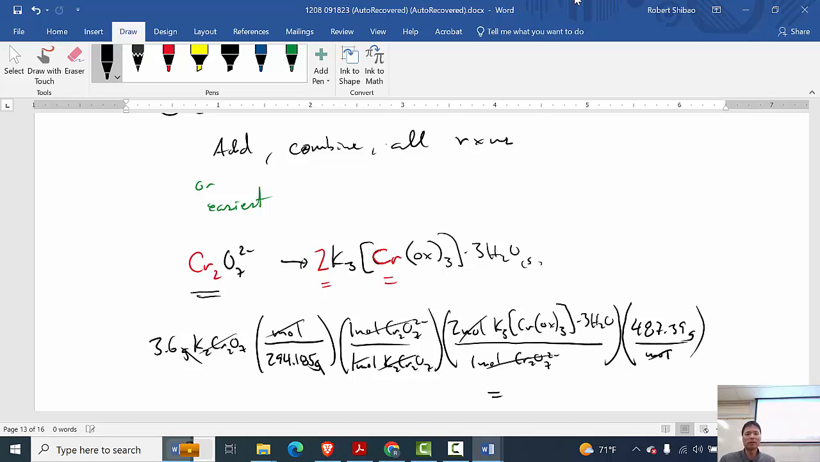So that should leave me with grams of product. And so let's go ahead and calculate it. 3.6 divided by 294.185 times 2 times 487.39. And our yield should have been 11.928 grams of product. So we should get close to 12 grams of product.